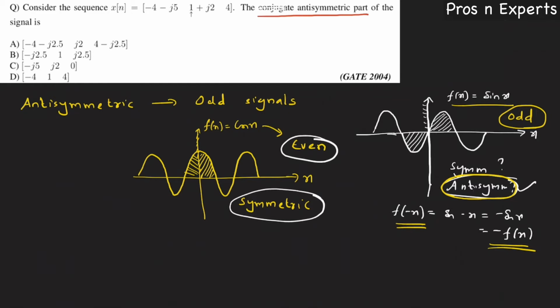So in our question, you're asked to find out the conjugate antisymmetric part. From the word antisymmetric part, we have to find out the odd component of x of n. So let us find out the odd component of x of n. For that we know the expression: the odd component of any signal is equal to the signal minus folded version of the signal, all divided by 2. This is the expression that we are going to use in this particular question.